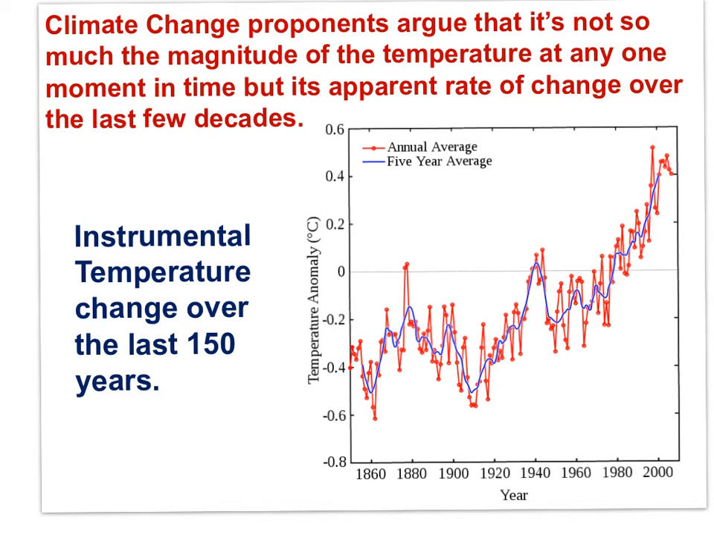Climate change proponents would argue that what's important about the data is not so much the high temperatures at any one moment in time, but the rate of change as seen in the slope of the curve, that this much change over a relatively short period of time indicates climate change.